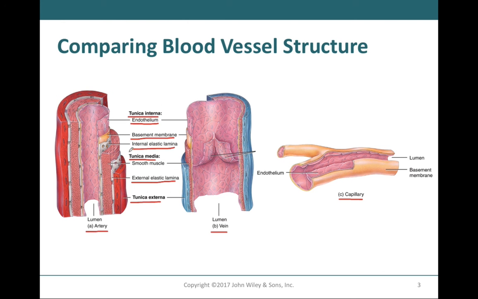So the next layer is the tunica media, and the major players that make up this layer are the smooth muscle that is circularly arranged and the external elastic lamina.